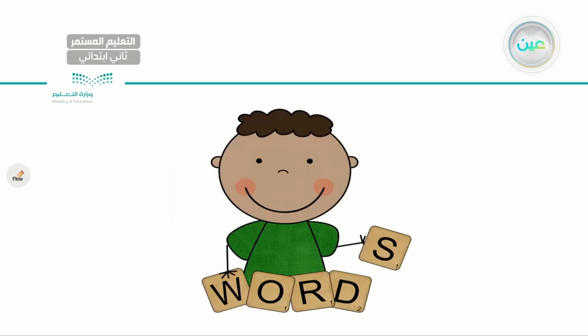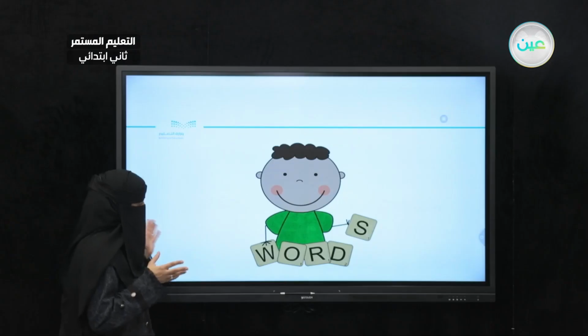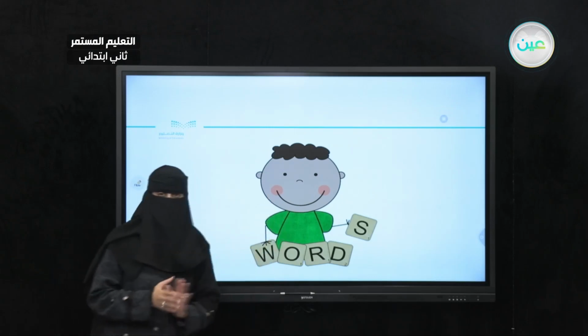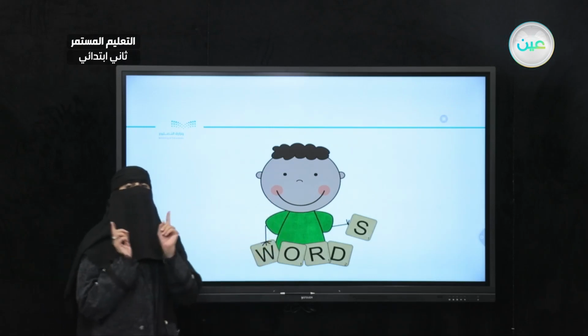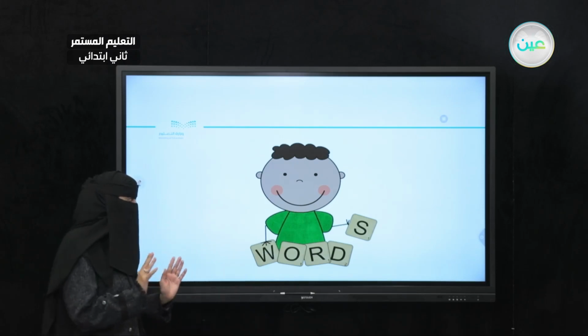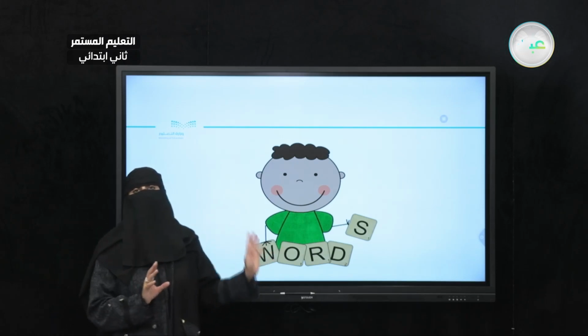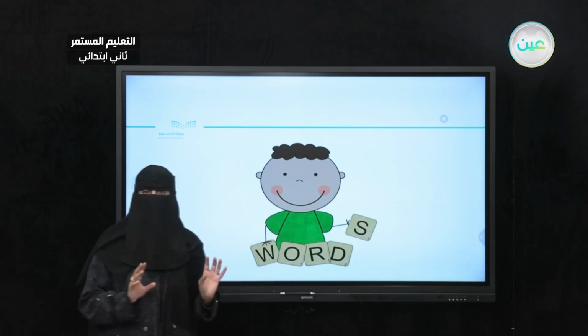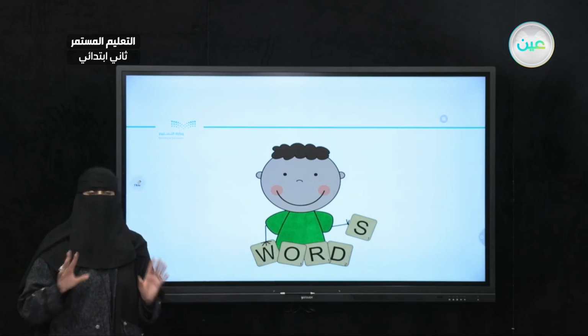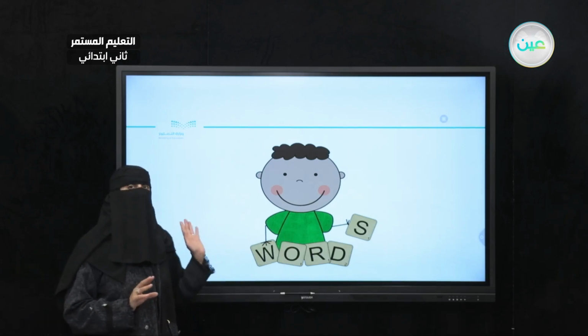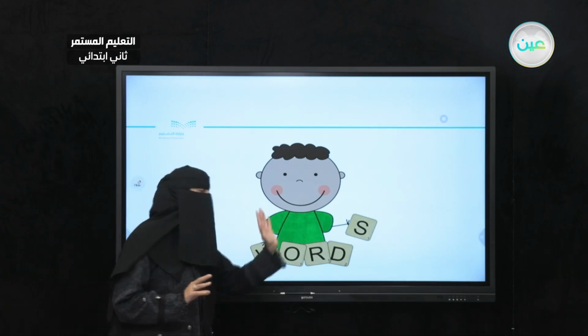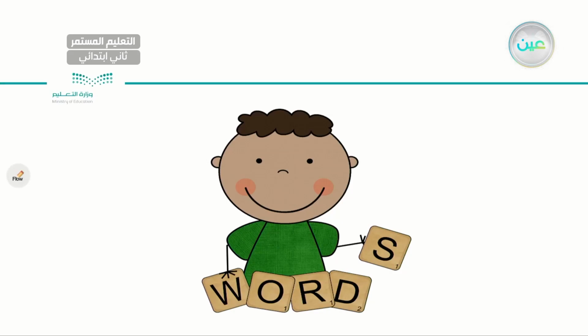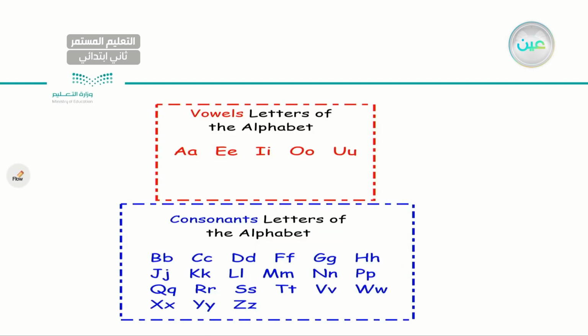What do we mean by spelling? For example, look at this boy. He is holding 1, 2, 3, 4, 5 letters, right? Five letters that make one word. The word is words, right? But each letter is on its own. So I have W-O-R-D-S. The word is words, but if we spell it, W-O-R-D-S. This is how we spell this word, okay? So I have words. Let's spell them out.